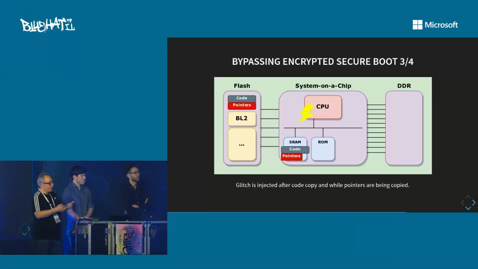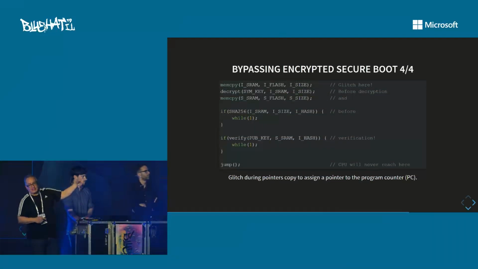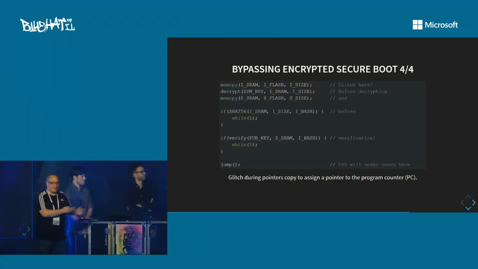If you glitch during the pointers, while the pointers are being copied, something interesting can happen. If you glitch during that memcpy that copies the image, something really nice can happen, because you can assign the value that you are copying, so the pointers, to a different register. And if you are in an architecture that allows direct addressing of the program counter, like ARM32, for example, which is exactly like the PSP that we discussed before, at least that's what it looked like from the assembly, then you could assign that pointer, which is being copied into a register, directly to the program counter.